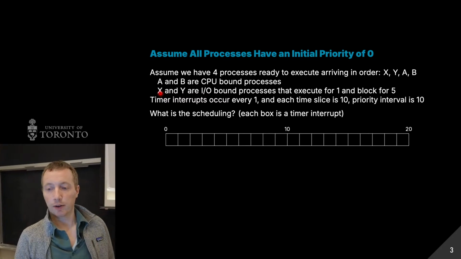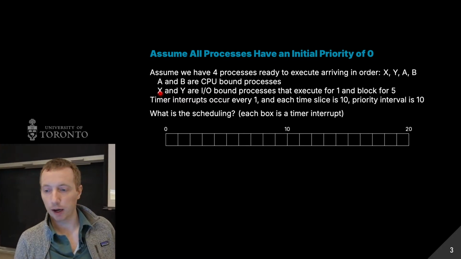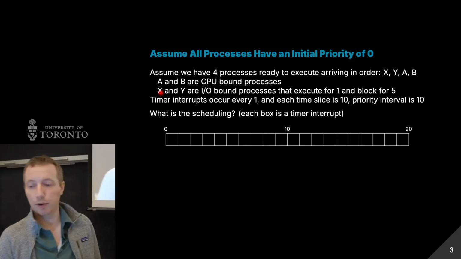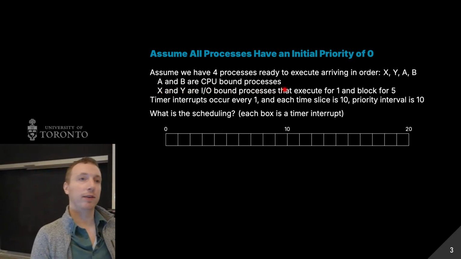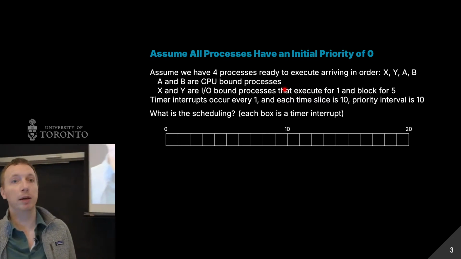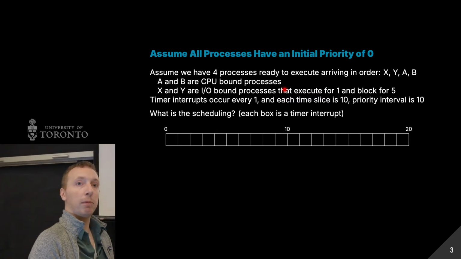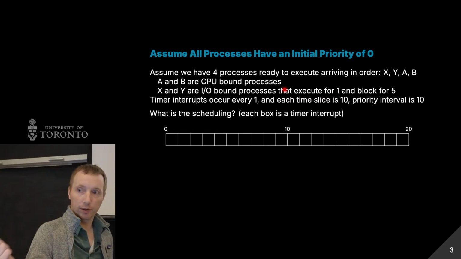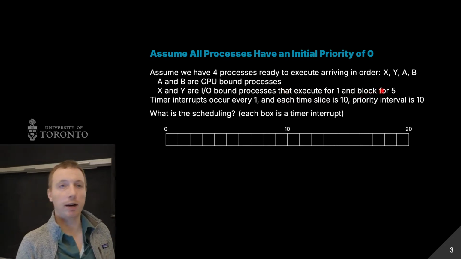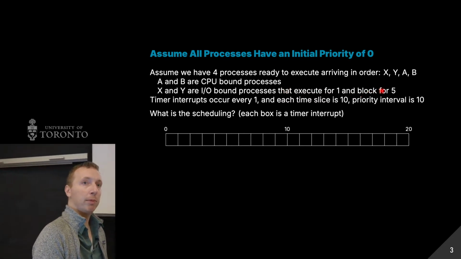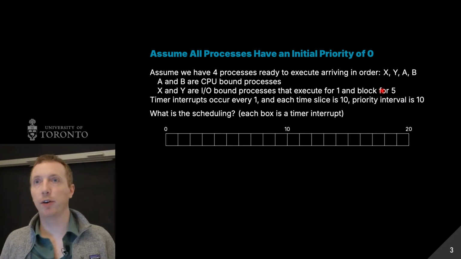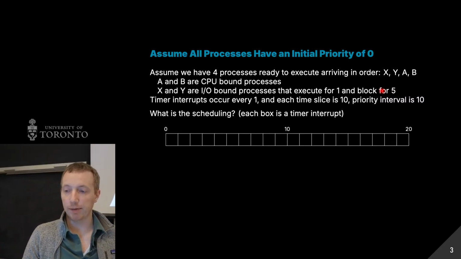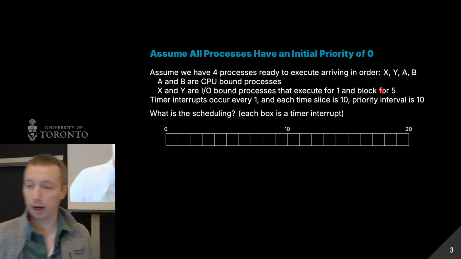In order to emulate I/O-bound processes, we'll say X and Y are I/O-bound, and whenever we schedule them, they will execute for one time unit, and then let's assume they take that one time unit to start a system call, and then they block for 5 time units. So they cannot execute anymore. They're waiting for data from a file or a network or something like that. They're in that blocked state, and we can actually schedule something else to run.